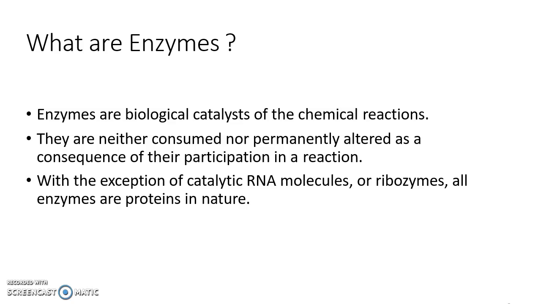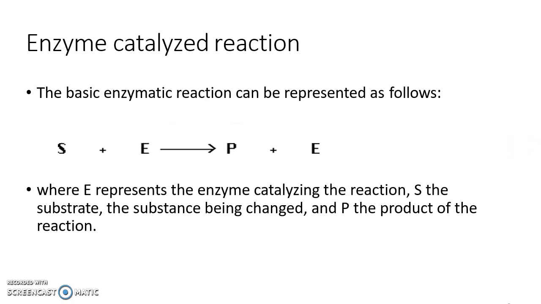Okay, then what is the activity of enzyme? Next, let us learn about the activity of enzyme and how it catalyzes the reaction. This is the next slide, enzyme catalyzed reaction. The basic enzymatic reaction can be represented like this. Here S is there and E is there. These two are the reactants, the starting materials of the reaction. Assume this is a biochemical reaction representation. How will the enzyme catalyze? E represents the enzyme. It will catalyze the complete reaction in the biological system. S is the substrate.